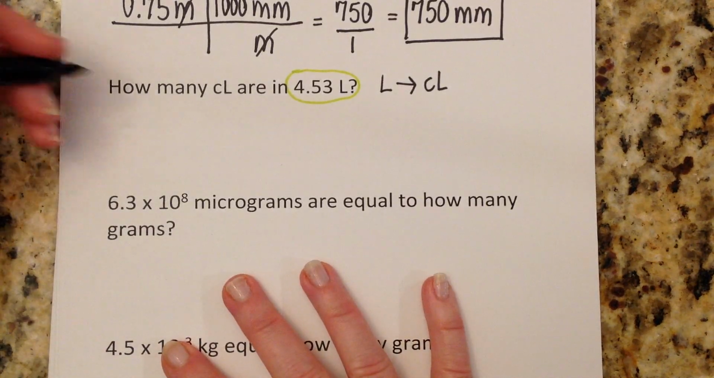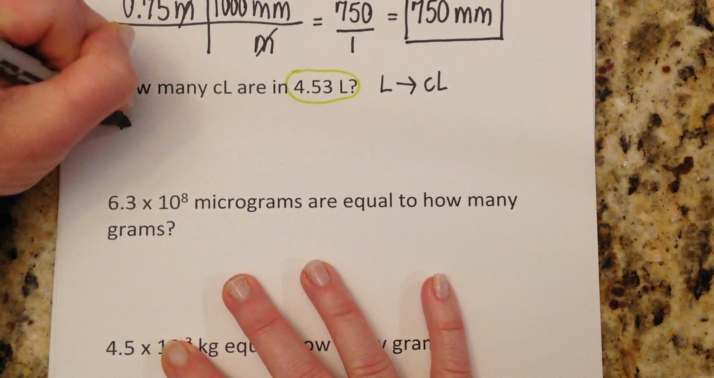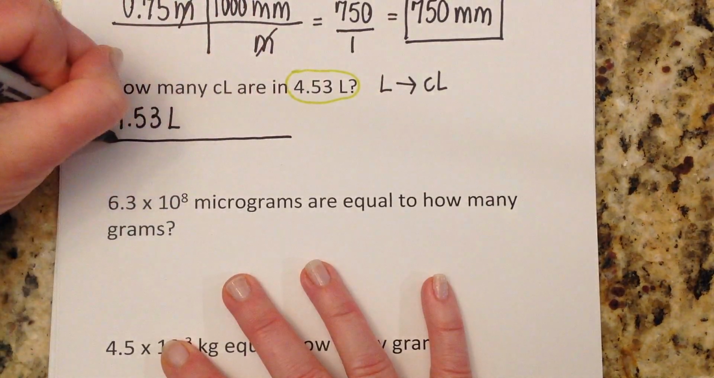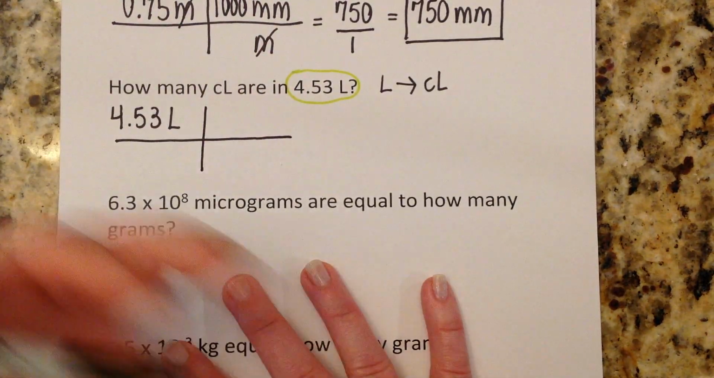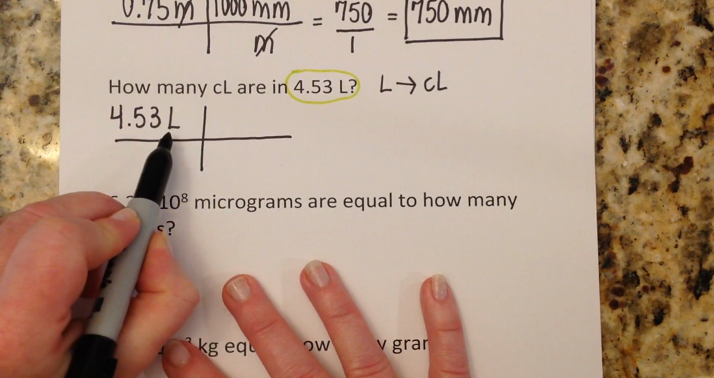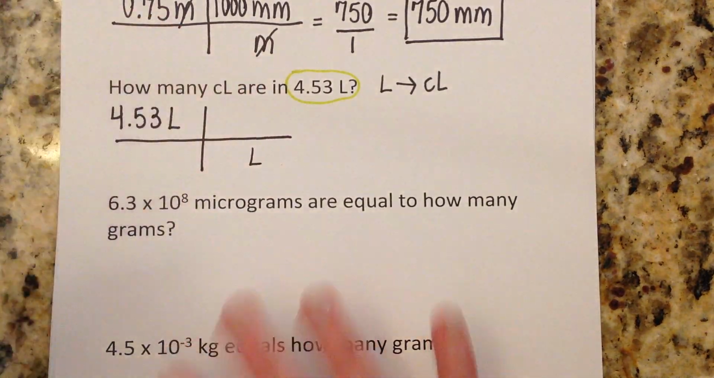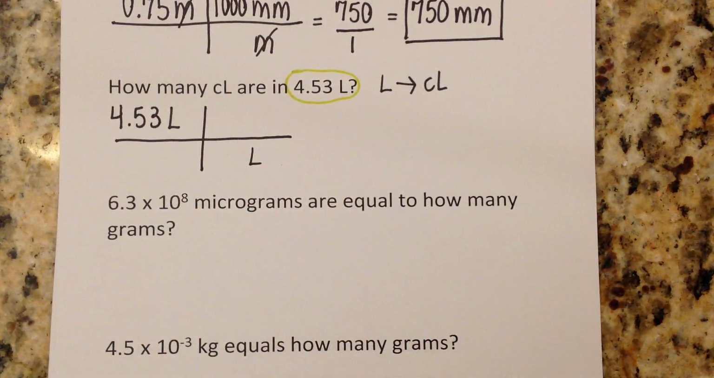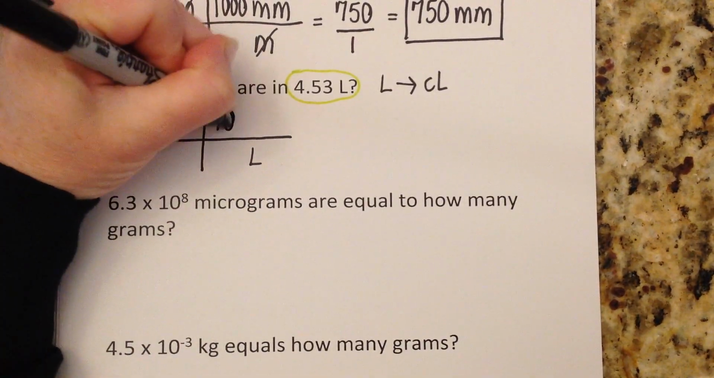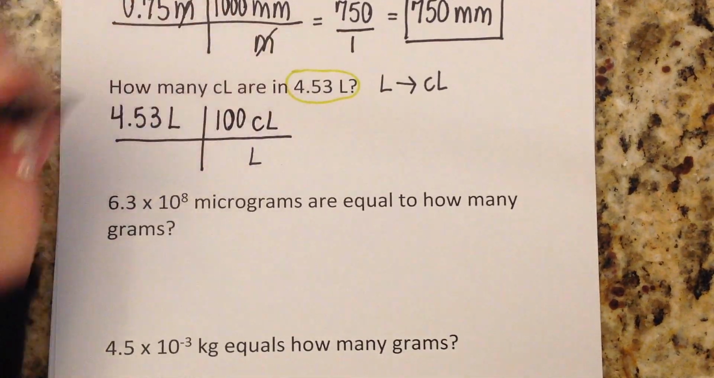So we're going to write down the given first. I have 4.53 liters. Draw your long line and your short line. Now you can see why some people call this the fence post method. Now, because liter is here, I know it's going to have to be here, so I'm just going to go ahead and jot that down. I may or may not put a number with it. Do I know a direct relationship between liter and centiliter? Yes, I do. I know there are 100 centiliters in a liter. Since liter's already on the bottom, I know that that automatically puts the 100 centiliters on top.